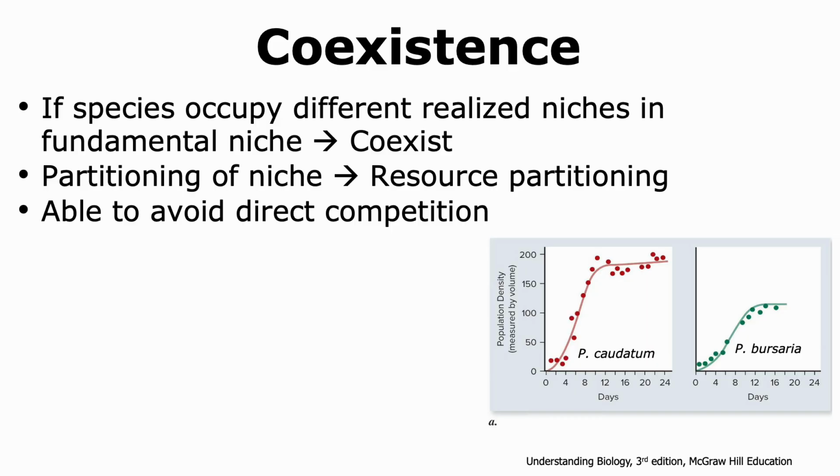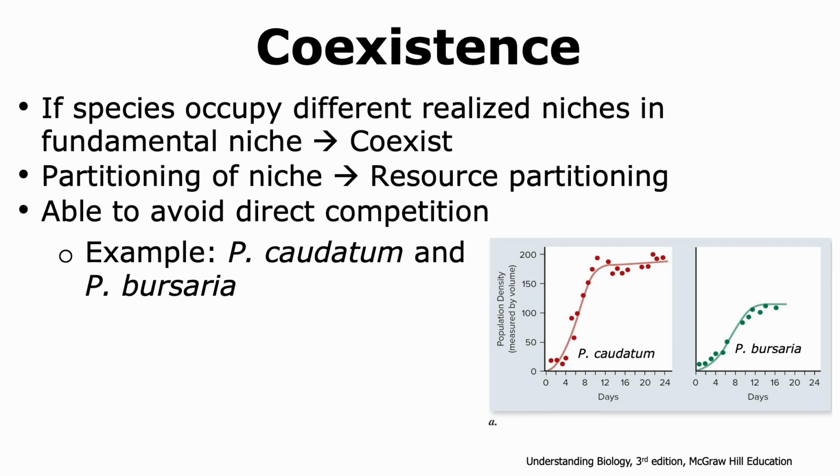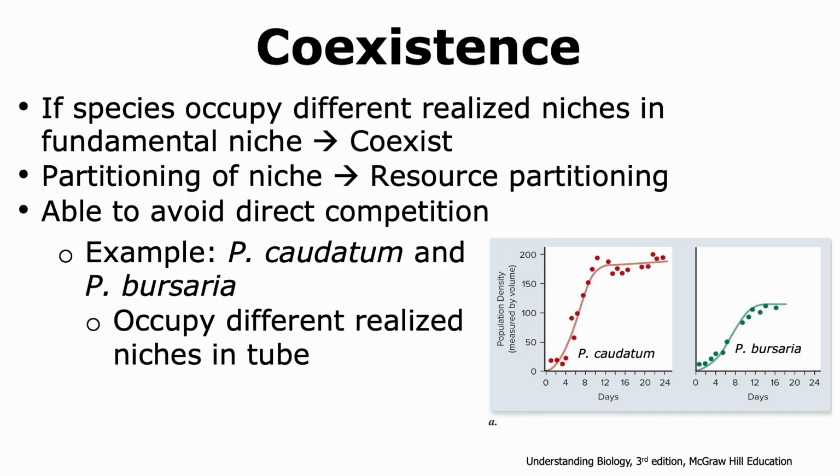Let us take the example of another two species of Paramecium. Paramecium caudatum and Paramecium bursaria are able to occupy different realized niches in a tube. When we allow them to grow all by themselves in a tube, we're able to see good growth of Paramecium caudatum as well as Paramecium bursaria.